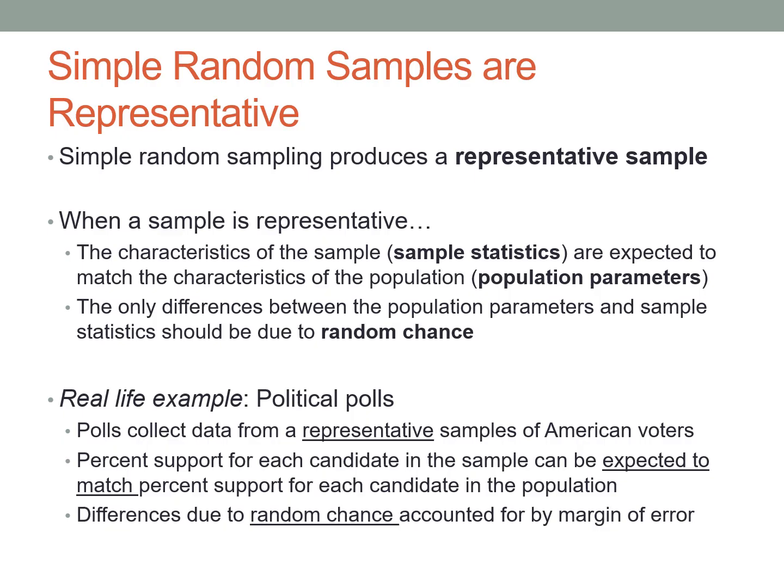So to sum all this up, a representative sample is one in which the sample statistics can be expected to match the population parameters. Simple random samples give us representative samples every time, but we can also approximate representative samples and achieve representativeness using other methods. And when we do, we can expect the characteristics of the sample to match the characteristics of the population, aside from random chance, which we can then account for by creating what we could think of as a margin of error. How does that work?